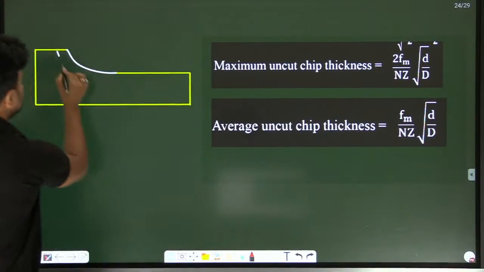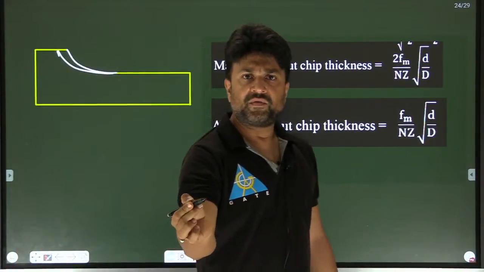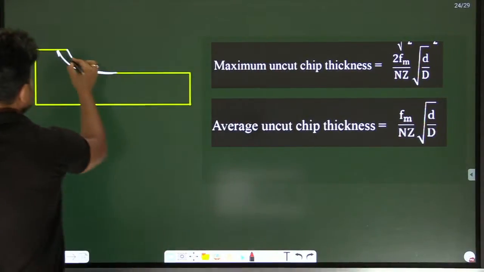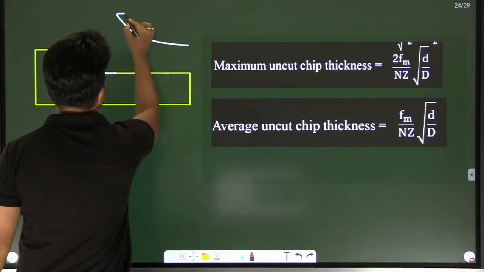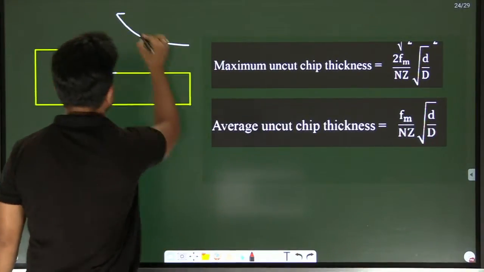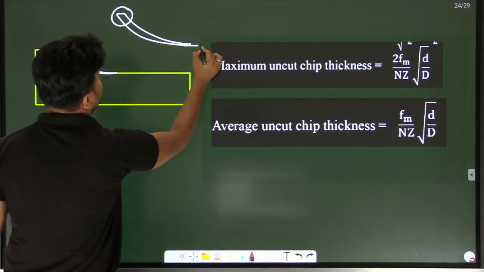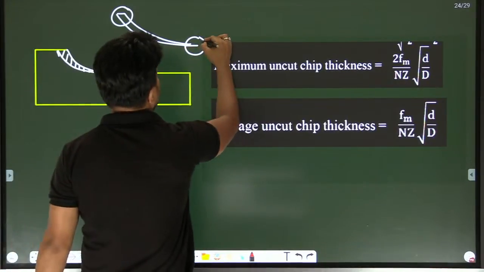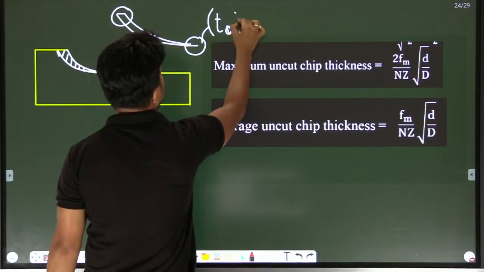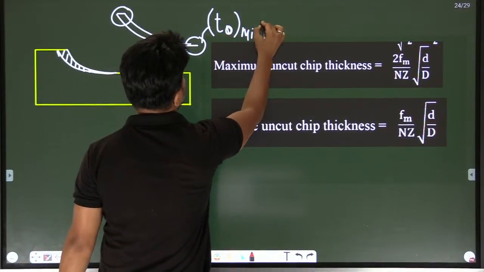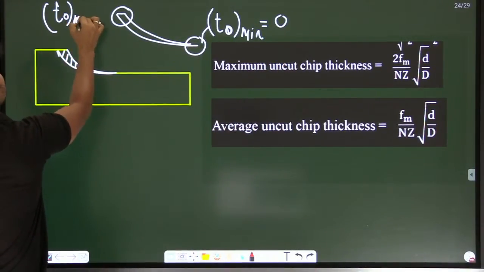See, is it visible? You have seen in both the milling, this is the uncut chip thickness now. Here you can see the uncut chip thickness is maximum at that end and it is minimum at that end. T naught means uncut chip thickness. Minimum at this side, that is almost 0.